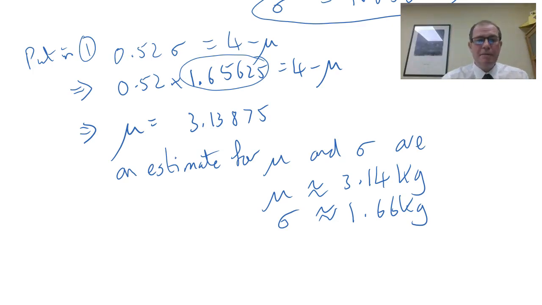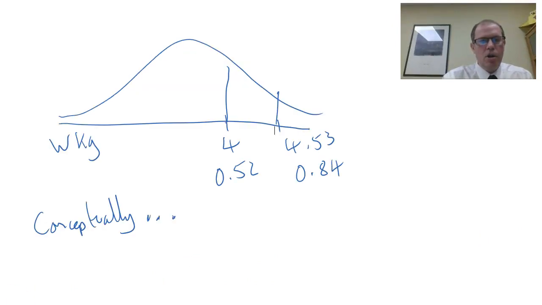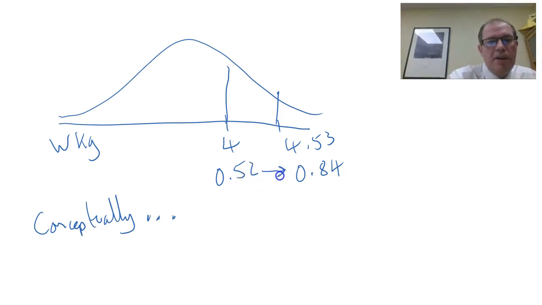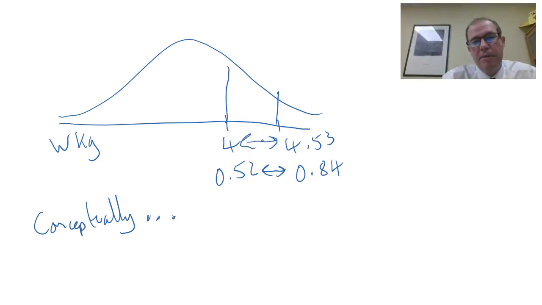Now I'm going to show you a different way of thinking about it, which conceptually I actually prefer and I think is simpler algebraically. Okay, so we know that a weight of 4 kilograms corresponds to a z-score of 0.52, and a weight of 4.53 kilograms corresponds to a z-score of 0.84. And this way avoids simultaneous equations. We know that the number of standard deviations between 0.52 and 0.84 is the same number of standard deviations between 4 kilograms and 4.53 kilograms.